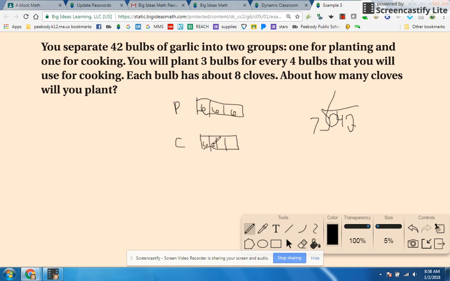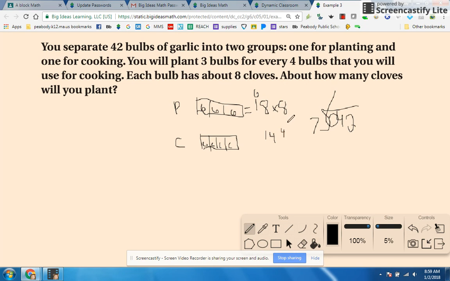Okay, so now let's see. It says about how many cloves will you plant? So this is a little bit tricky. We're only dealing with the planting one. So 3 groups of 6 is 18. So that means we need 18 bulbs for planting. And each bulb has 8 cloves. So we're just going to multiply our answer by 8. Okay, so 8 times 8 is 64. Carry the 6. 8 times 1 is 8 plus 6 is 14. So you need 144 cloves that you're going to be planting.